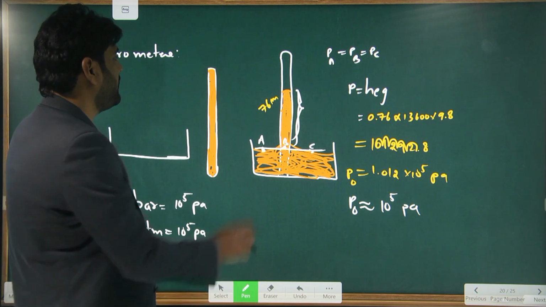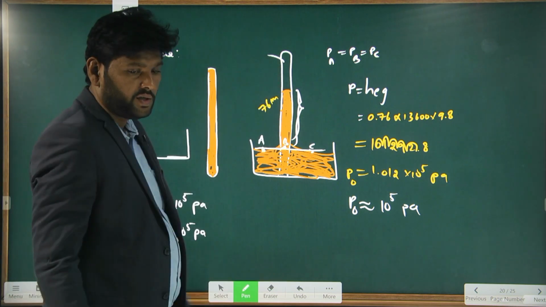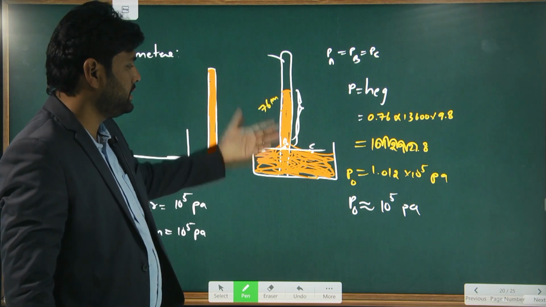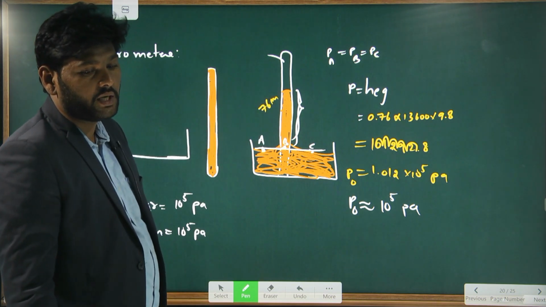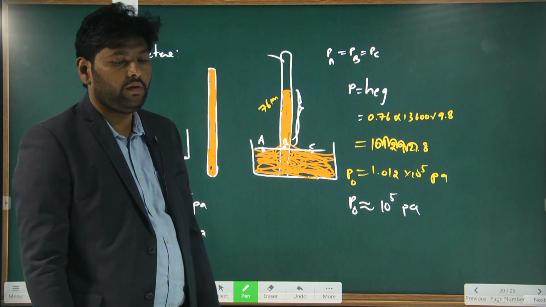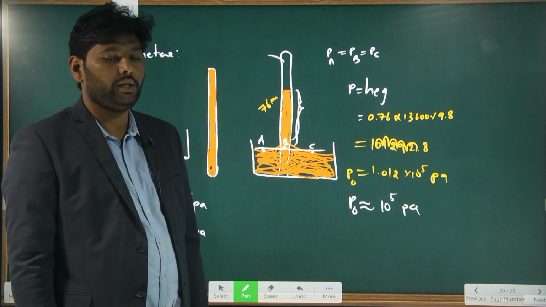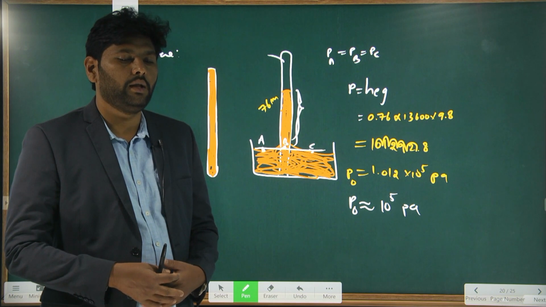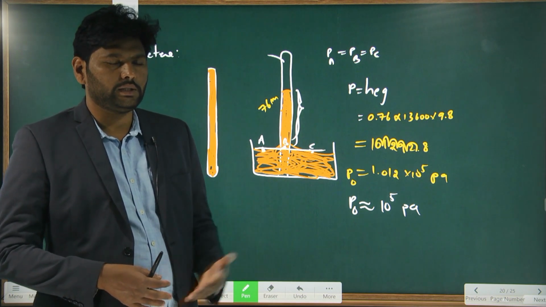So here in this barometer, this gap is known as the Torricellian vacuum gap, and the height of this liquid column shows the pressure of the atmosphere. For example, if this liquid column suddenly falls down, it is indicating a cyclone.